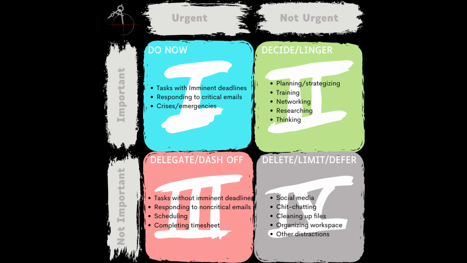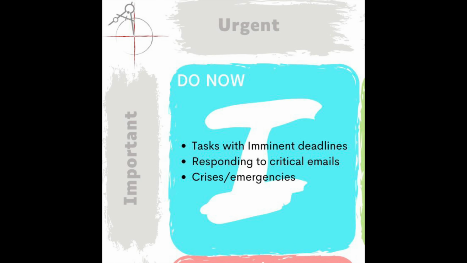So in quadrant one, where things are important and urgent, you're talking about things that have imminent deadlines. Maybe you need to send out an important email, a critical email right away, or things like crises. You don't want to spend a lot of time in quadrant one, the do now quadrant, because this is the type of thing where there's emergencies, there's crises, there's things that are coming up. And if everything's a crisis, nothing is a crisis.